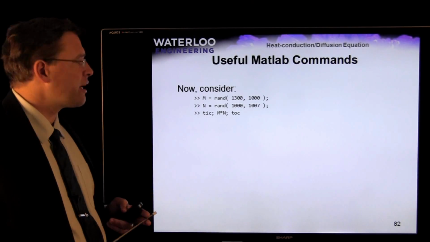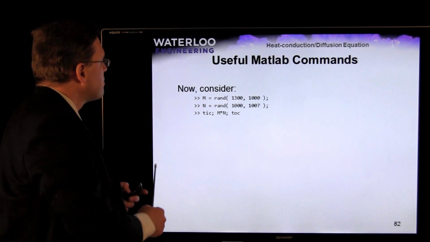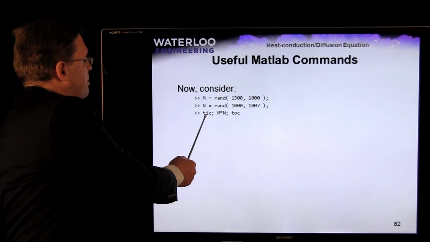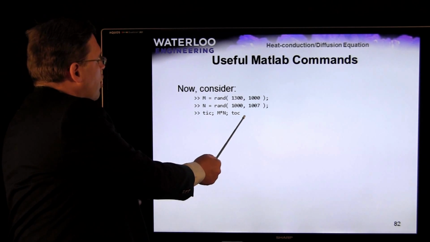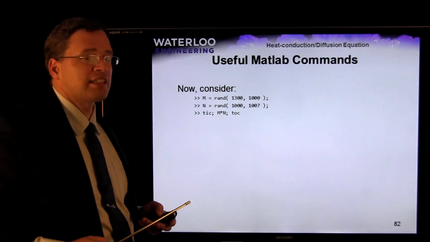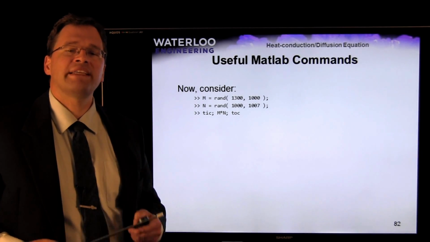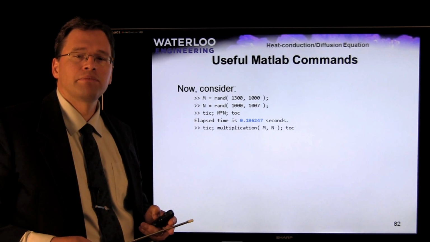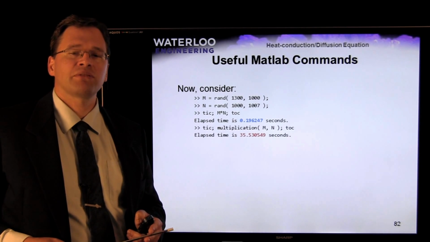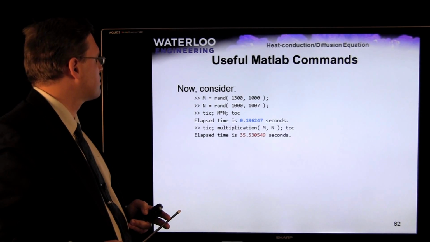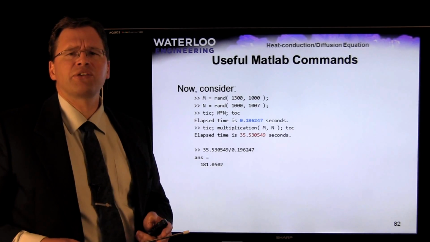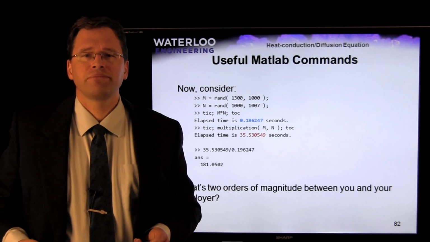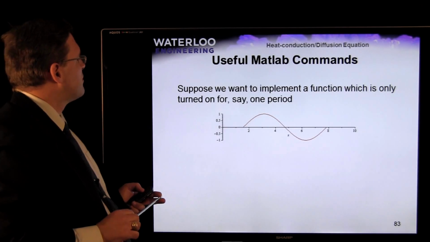Now, let's try this out. Here are 2 matrices, M and N. They're both reasonably large, on the order of 1,000 by 1,000. If I type in tic, m times n, and toc then displays the time difference since tic was entered. So it tells you how long it took to calculate m times n. Well, in this case, it took about 0.2 seconds. Well, how about my matrix multiplication function? 36 seconds. That's a factor of 180. Now, what's a few orders of magnitude between you and your employer? Your job?